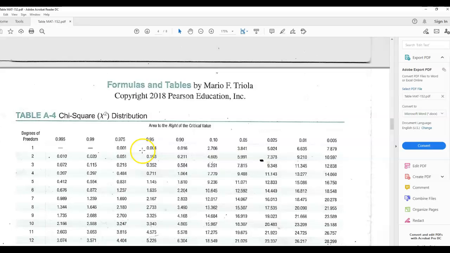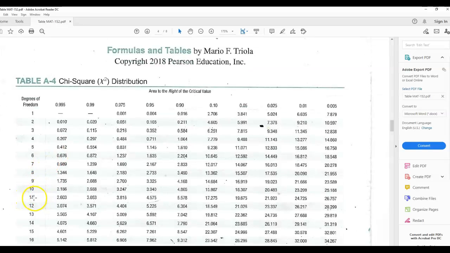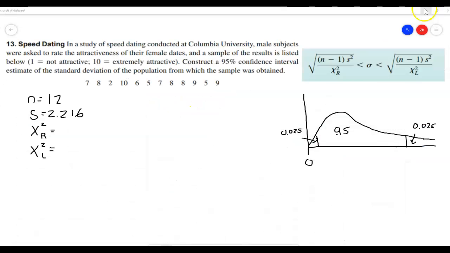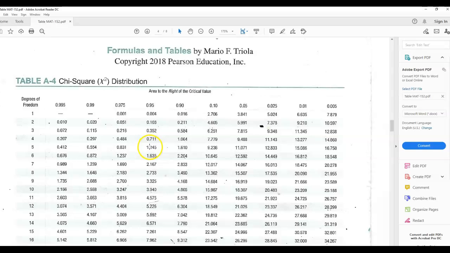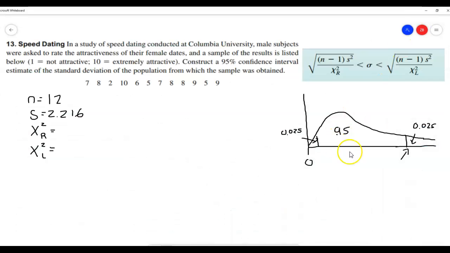So remember, we had 12 values, and that means our degrees of freedom is going to be one less than that, which is 11. So here's the row that we're going to use, 11. Now this says the area to the right of the critical value. So the area to the right of this critical value here is 0.025. So we're going to look for 0.025, so that's right here. So 11 and 0.025 is going to be 21.920.